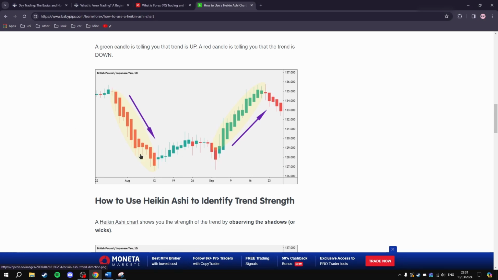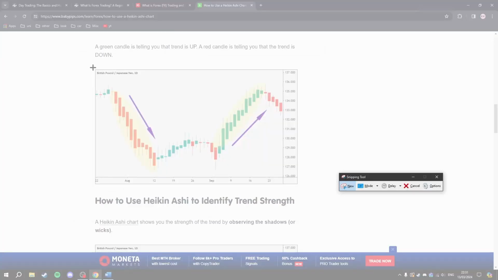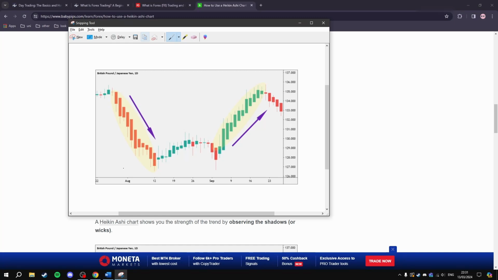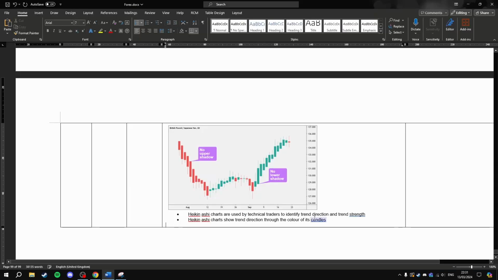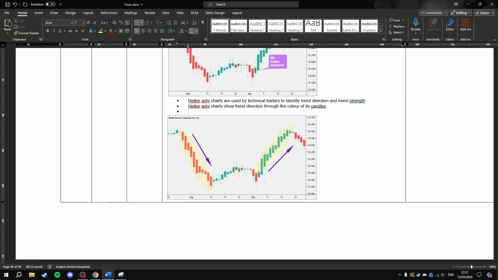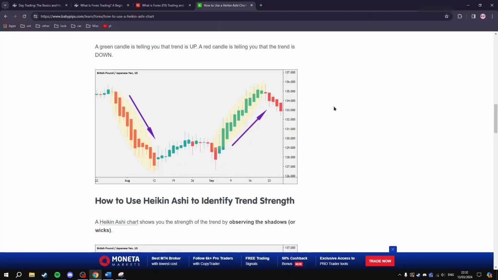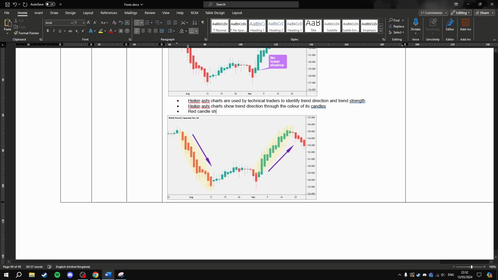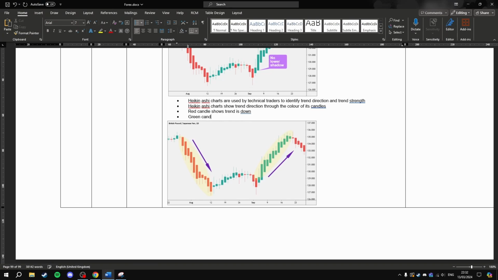How to use heikin ashi to identify trend direction. A red candle shows the trend is down. A green candle shows the trend is up.